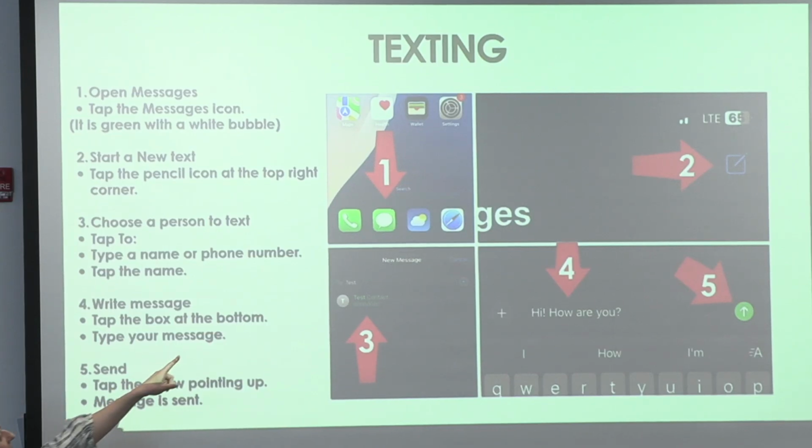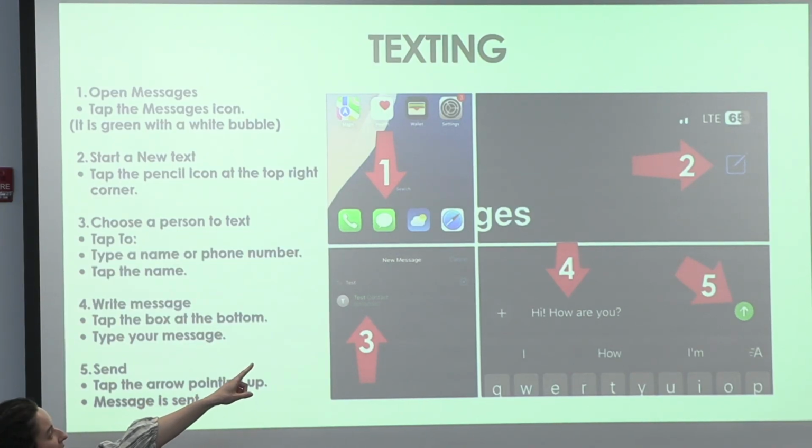So on here for iPhone, I'm gonna click right on that text message icon, and then number 2 over here that I'm pointing at, it's a picture of a square with a pencil through it. You're gonna click on that because that's going to compose a new text message. So whoever you wanna text, say you wanna text a friend, you're gonna go right up there and click on that pencil to compose that new message.